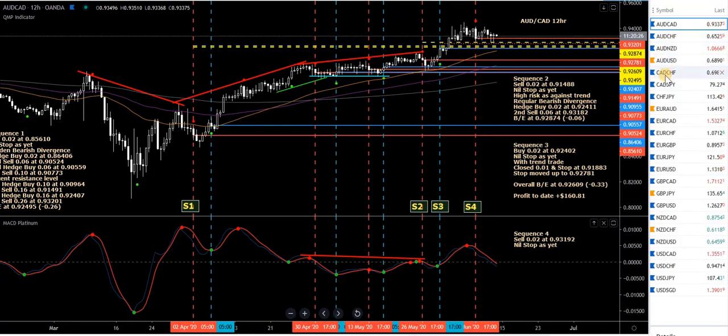So this is my TradingView platform. This is my watch list on the right. All the pairs here. Highlighted in blue is basically what I've got trades on, which is just about every pair. It's highlighted in orange, just going to discuss something that happened today on that pair.